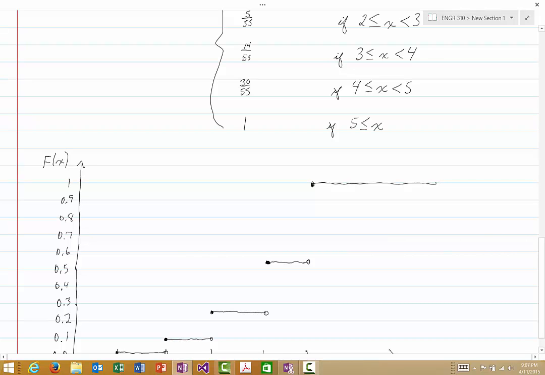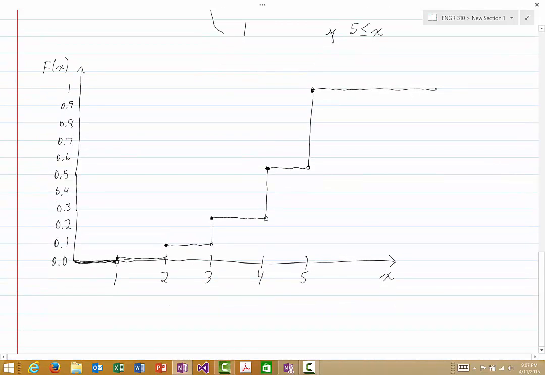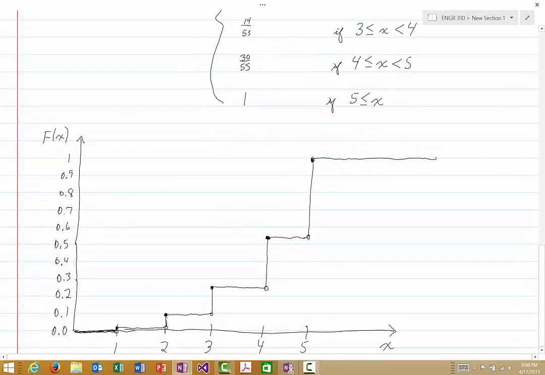And then again, it's not really necessary, but your book is drawing in these vertical lines here, so we can do the same. And there is the distribution function, or the cumulative distribution function, for this random variable. And there are a couple of important points. There are actually several important points about this graph.